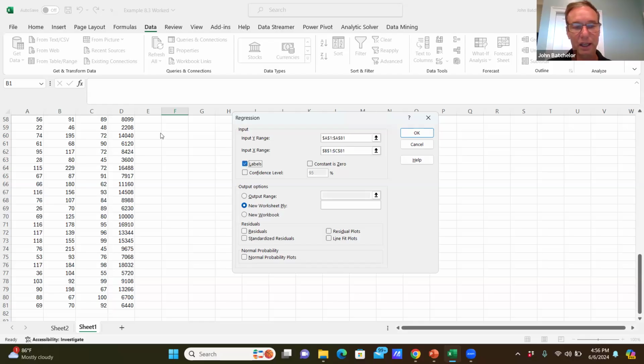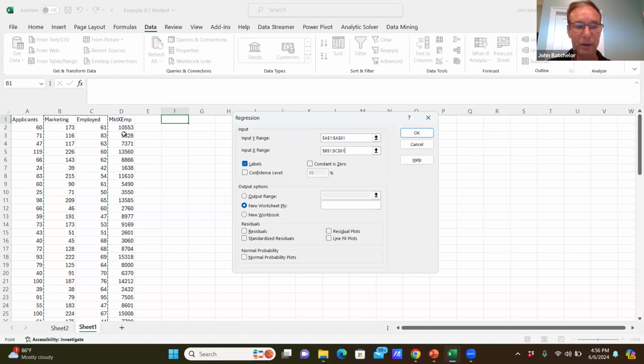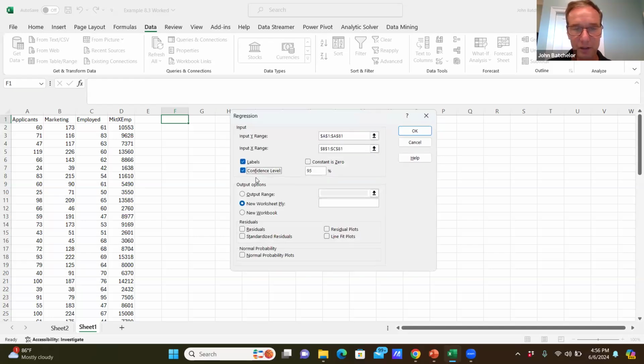And then you always want to click labels because you have labels at the top of the data. It won't let me scroll up because I'm not in that. There we go. See, application, marketing, employed, and so forth. Okay. And click the confidence interval too.